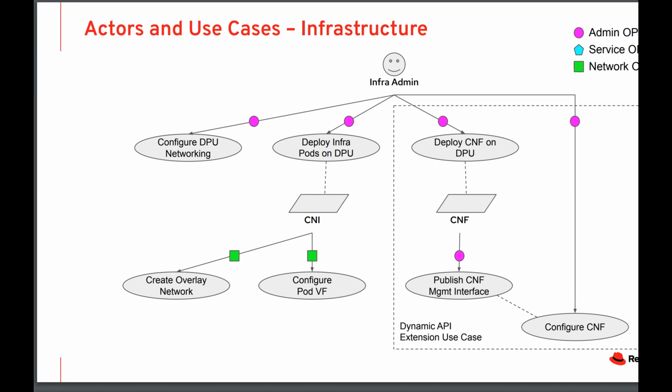And then beyond that, we started to identify different subsets of networking API, which are admin operations, service style operations, and network style operations. And so here we've tried to group together some fairly high level use cases.